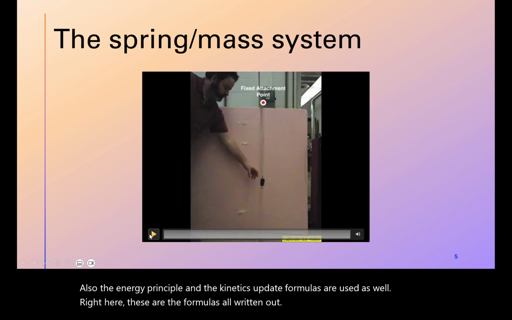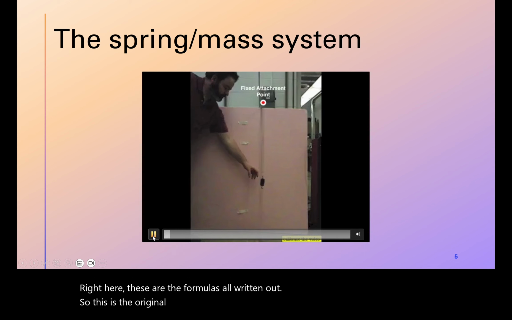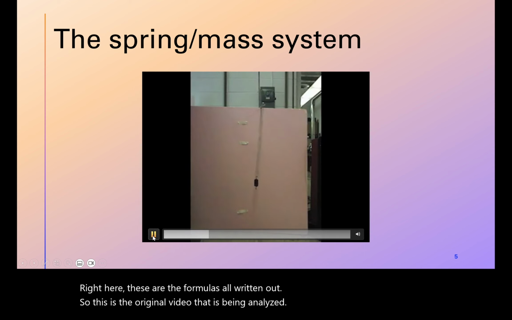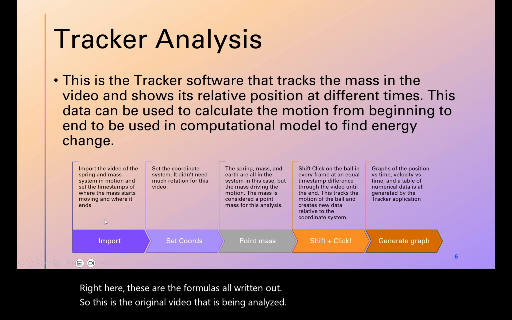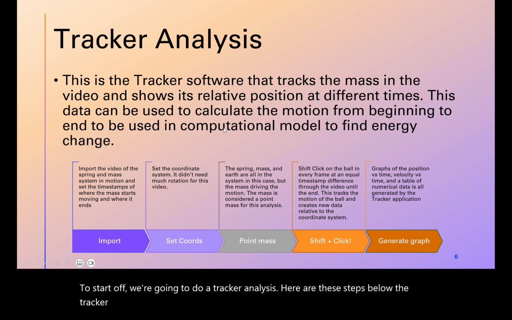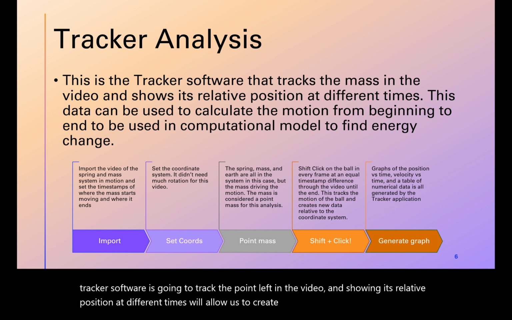This is the original video that is being analyzed. To start off, we're going to do a Tracker analysis. Here are the steps below. The Tracker software is going to track the point mass in the video, and showing its relative position at different times will allow us to create a model both in Tracker and also to help out with the GlowScript.